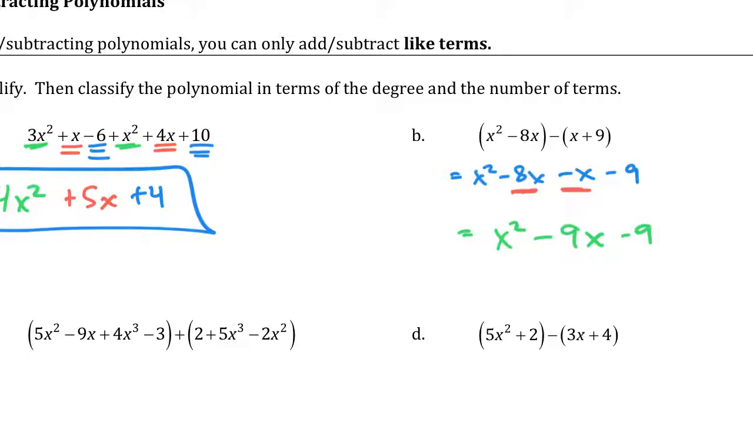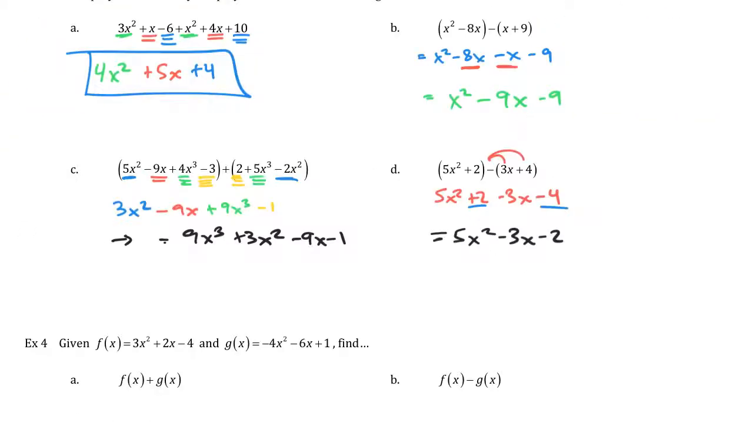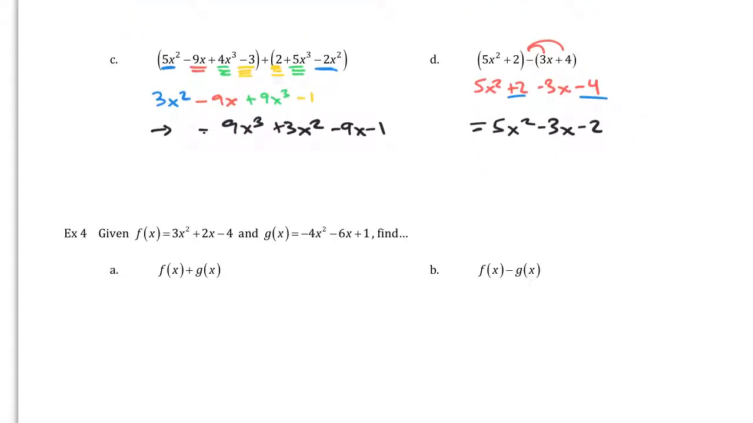Why don't you pause the video and try C and D and then check your answers. All right, see how you did there with C and D? All right, and then finally, real quick, example 4 here. Notice with C and D, I put my answers in standard form. So originally it wasn't in standard form, and then I brought the biggest exponent term in front.